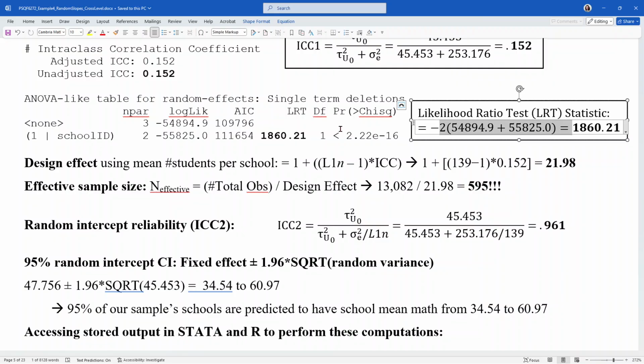So we can use these results to compute a number of other quantities of interest besides ICC1. One is design effect. What's a design effect, folks?